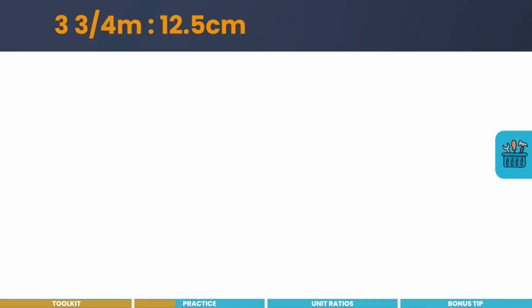Did you have fun doing that? And did you reach an answer? Well done for having a go. This is a really nasty ratio with mixed units, decimals, mixed fractions, but that shouldn't be a problem for us. Let's step through it using our toolkit.